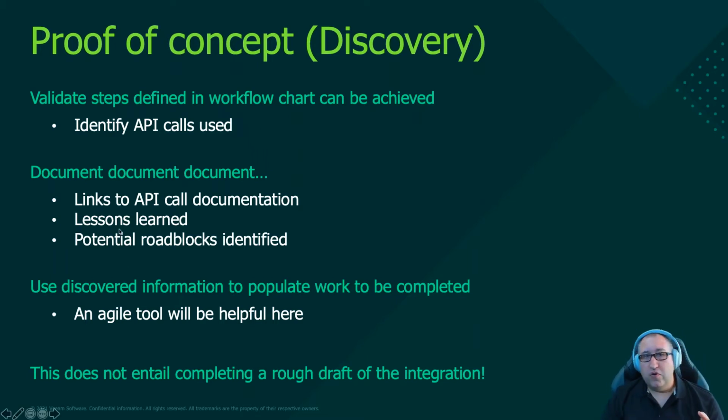And at this point, here's where you're reviewing your workflow chart. You're seeing what manual steps were documented, and you're going to identify what API calls do what things. What API calls do I need to use in order to fully accomplish this? Do they exist? And during all of this, you're documenting all of this information. Okay, you found the different API calls that need to be used. You copy the links to them. If you find any potential roadblocks, you specify those.